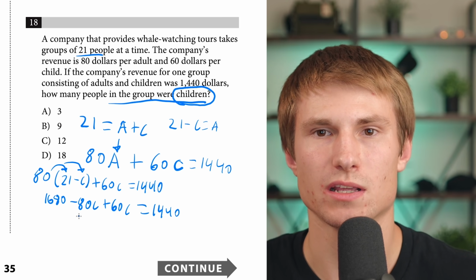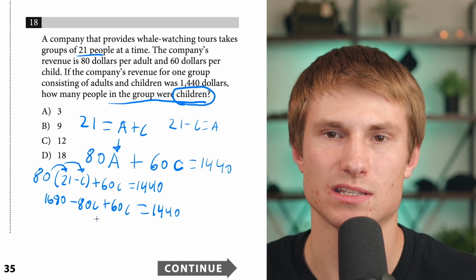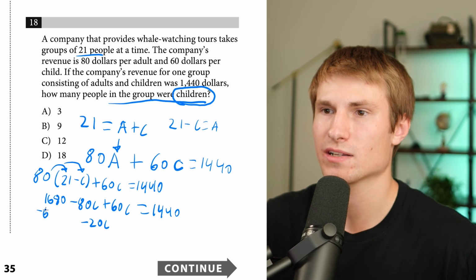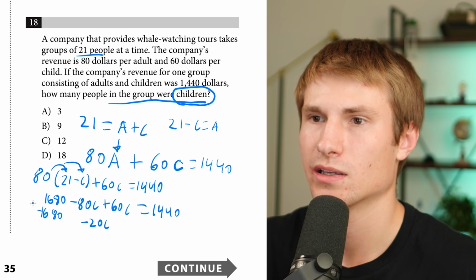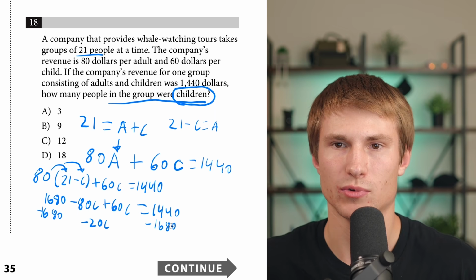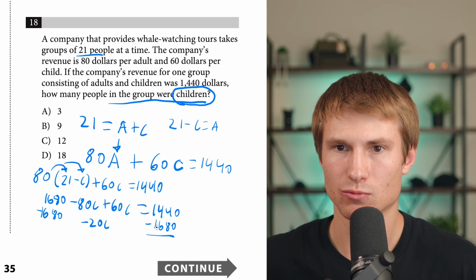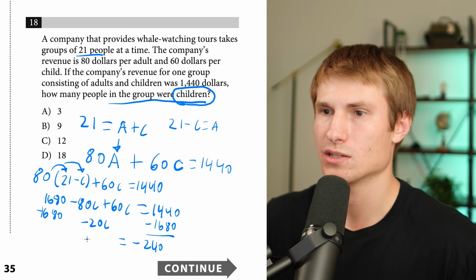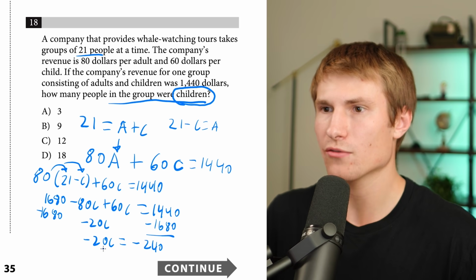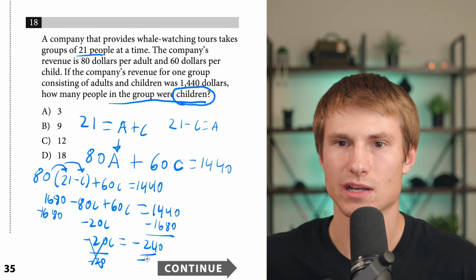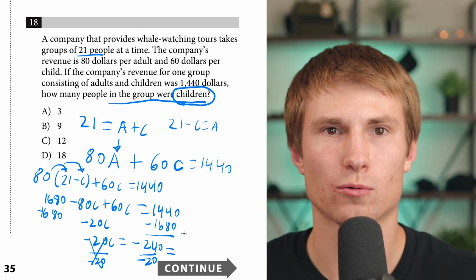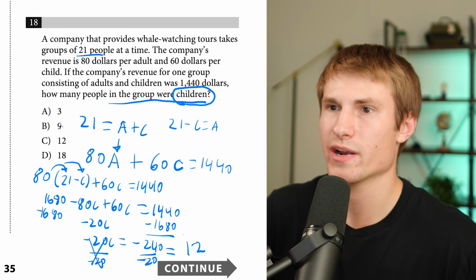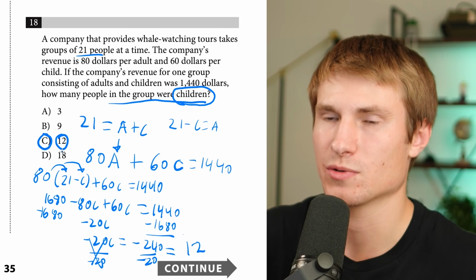Now we want to start isolating our C. So minus 80C and plus 60C is going to leave us with negative 20C. And we're also going to subtract 1680 from both sides. This is going to leave us with negative 240 is equal to negative 20C. Now from here, we're going to divide both sides by negative 20. Negative 240 divided by negative 20 is going to leave you with your answer of C is 12. So our answer there will be answer choice C, because we have 12 children.